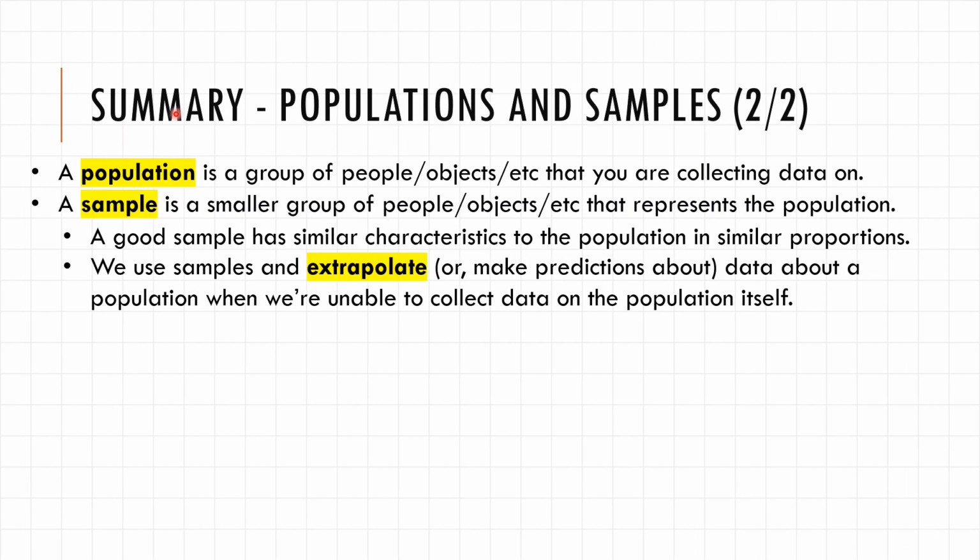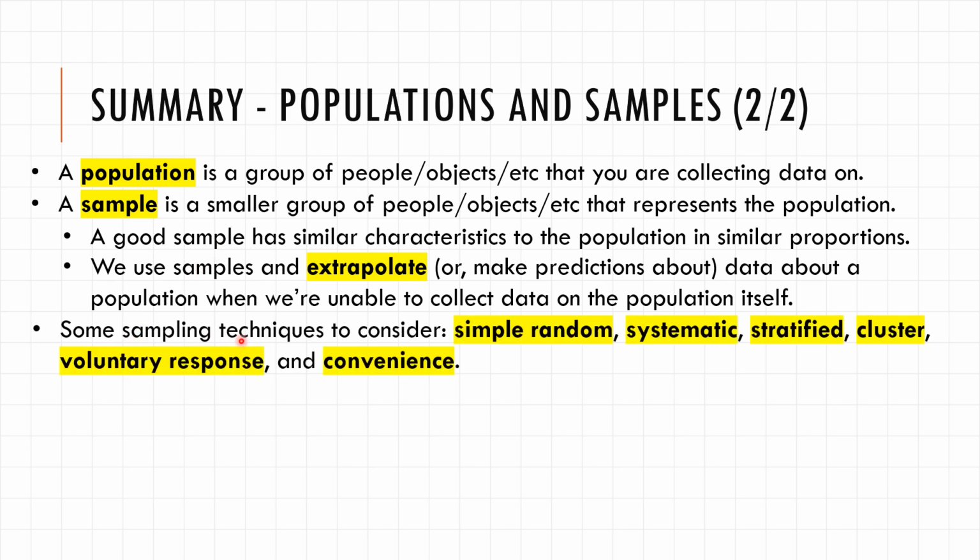So in this lesson, what we learned is a lot about populations and samples. We learned what a population is, we learned what a sample is, and we learned what a good sample is. And now we learned that some of the sampling techniques that you can use are simple random, systematic, stratified, cluster, voluntary response, and as a last resort, convenience.